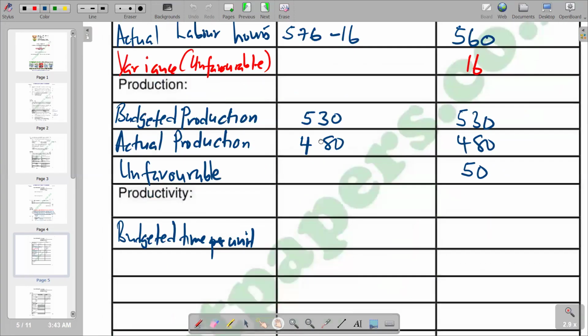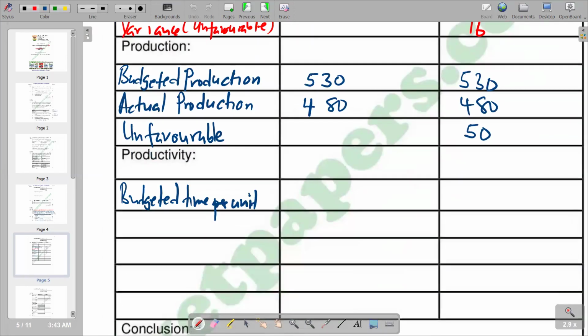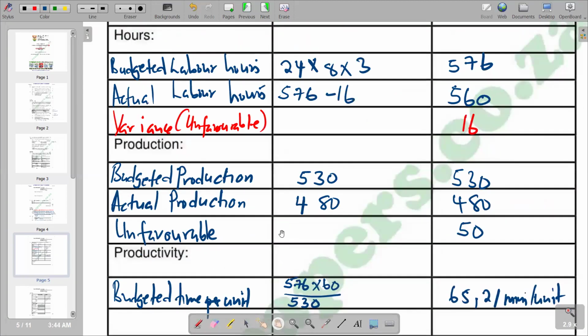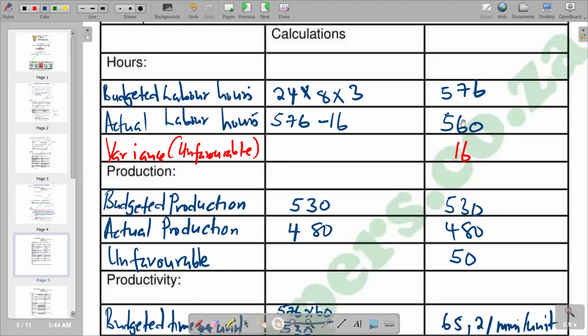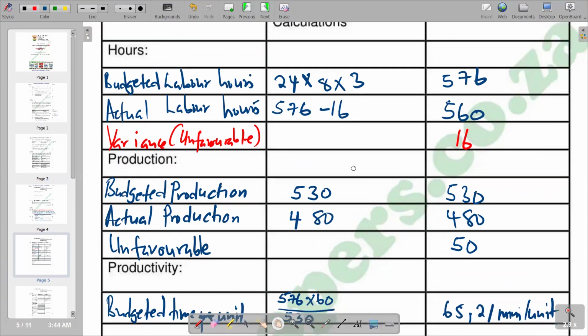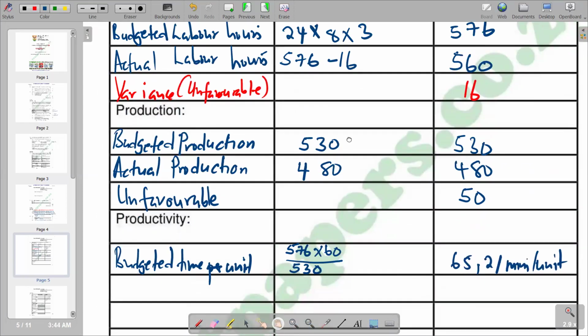So basically here we are saying 576 hours multiplied by 60 minutes. And then the answer that we get, we divide by budgeted production, which is 530. Then we get 21 to decimal places, minutes per unit. Then we do the same thing for actual. We know that we have actual labor hours of 560, we multiply by 60. Then we divide by actual production, which is 480.